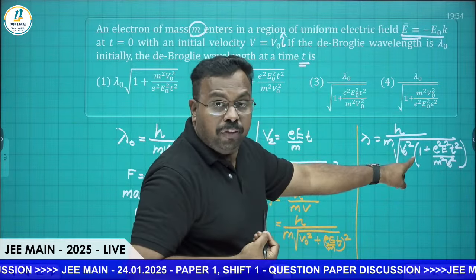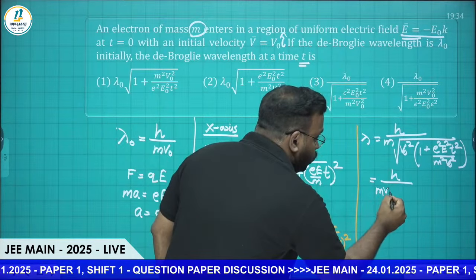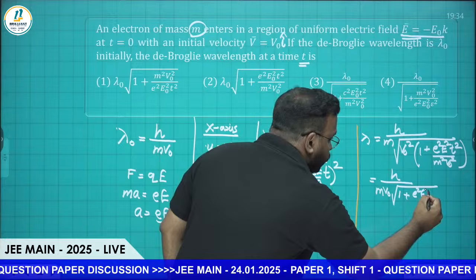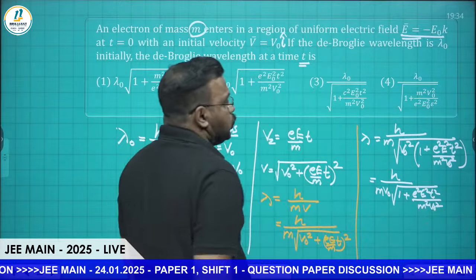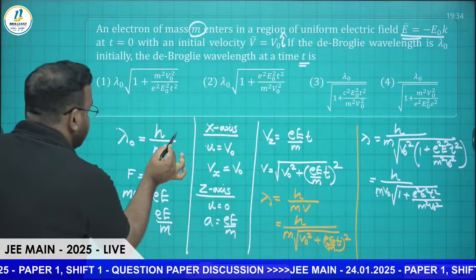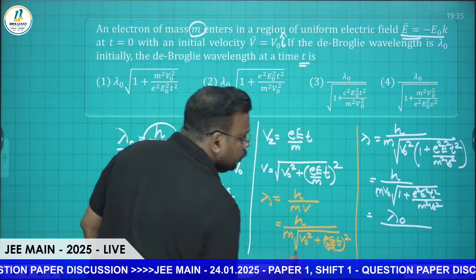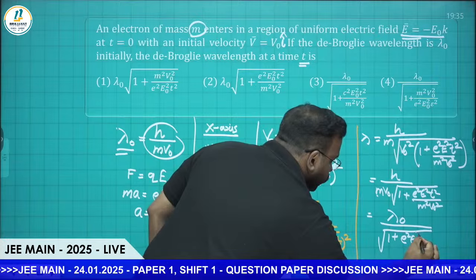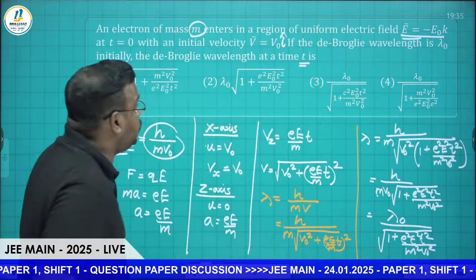Now, what is root of v naught square? v naught. So that will come out. So we get h by m v naught into root of 1 plus e square t square by m square v naught square. I think we got the answer. Now, what is h by m v naught? h by m v naught is nothing but lambda naught. So we get lambda naught divided by root of 1 plus e square t square by m square v naught square. Can you tell me which option it is?